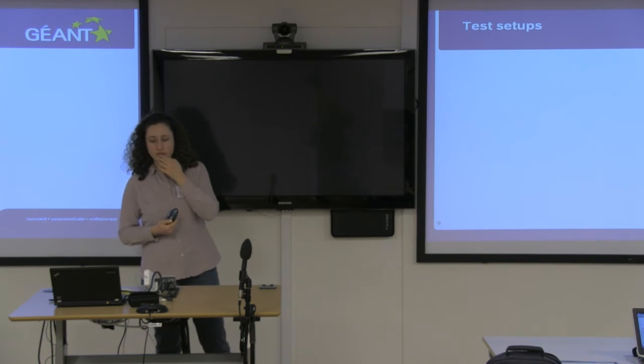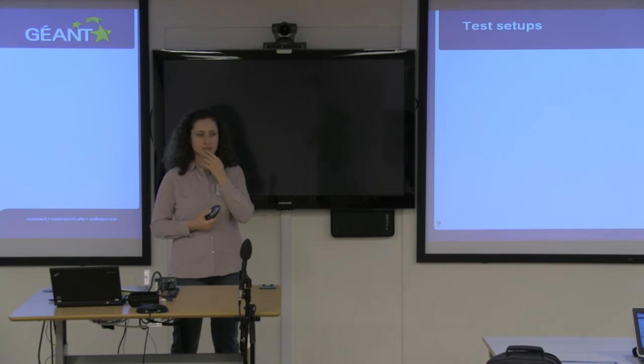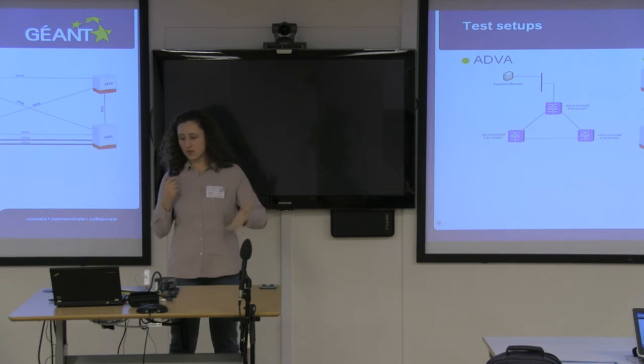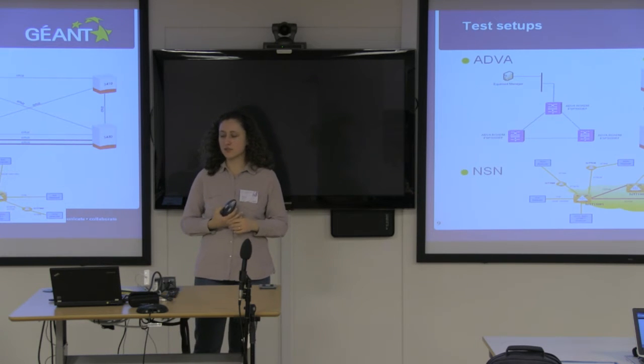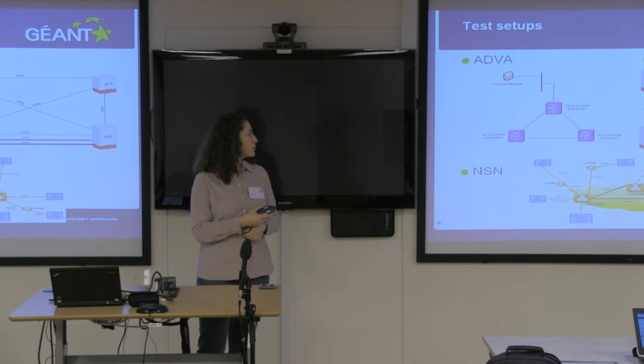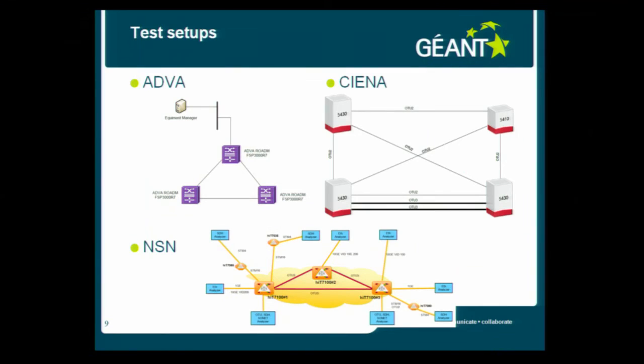The test setups, as I said, we tested 3 different vendors, and considering the amount of hardware that was available in the labs and the setups, we couldn't really make super elaborate mesh networks. With ADVA and NSN, there were basically ring topologies that we could test, and with Ciena, the guys could test a little bit more meshy interconnections, and this is where we also tested the switching functionalities.